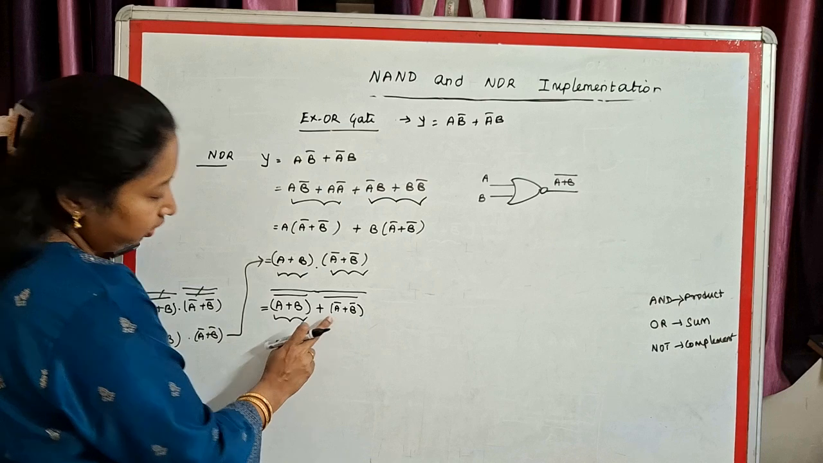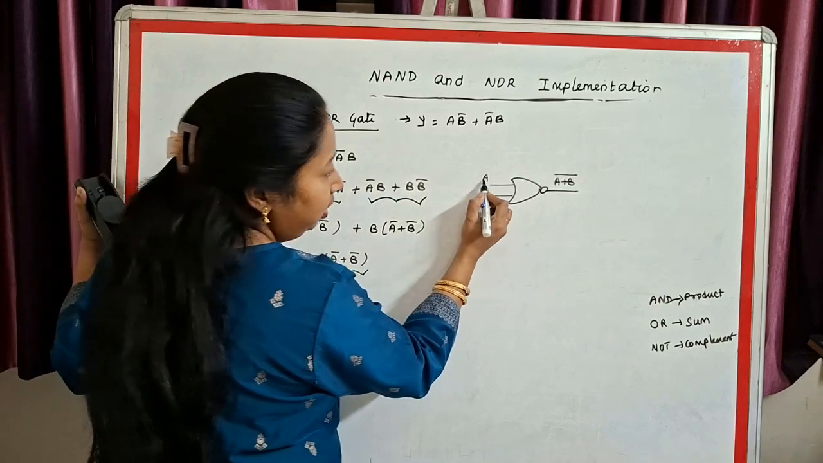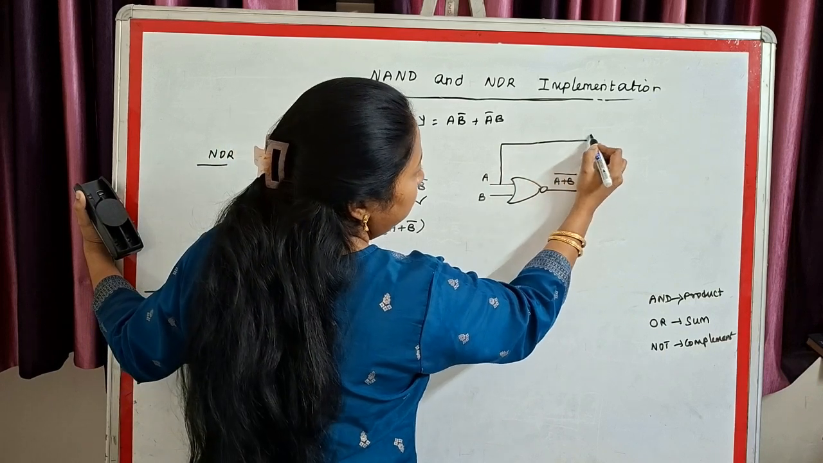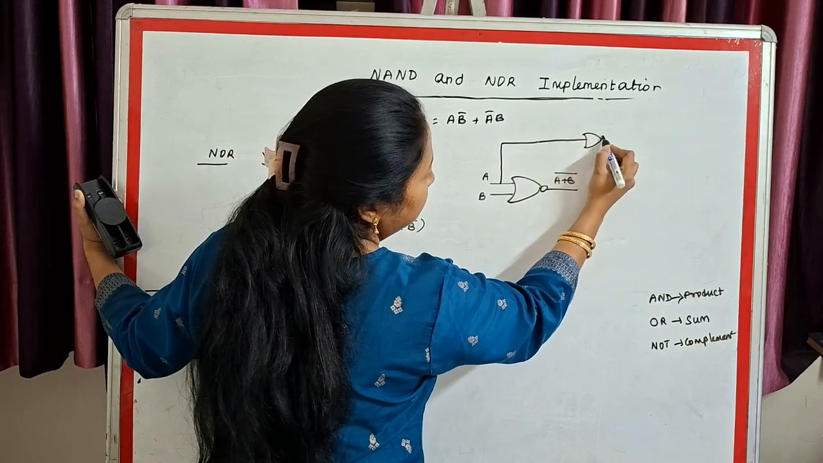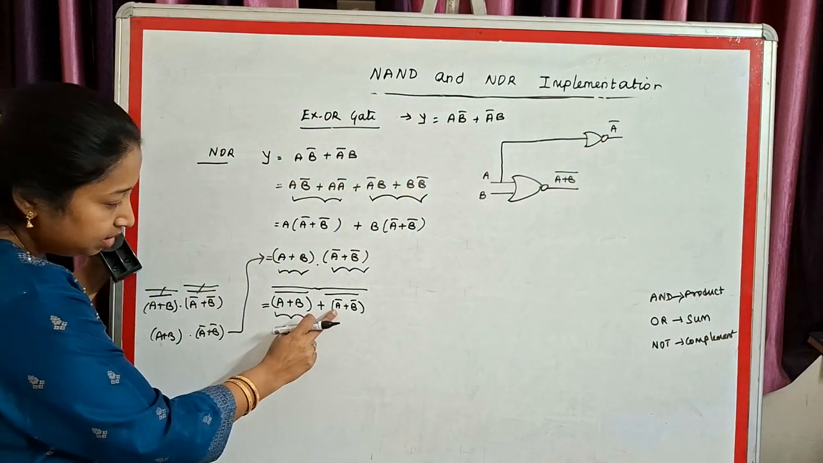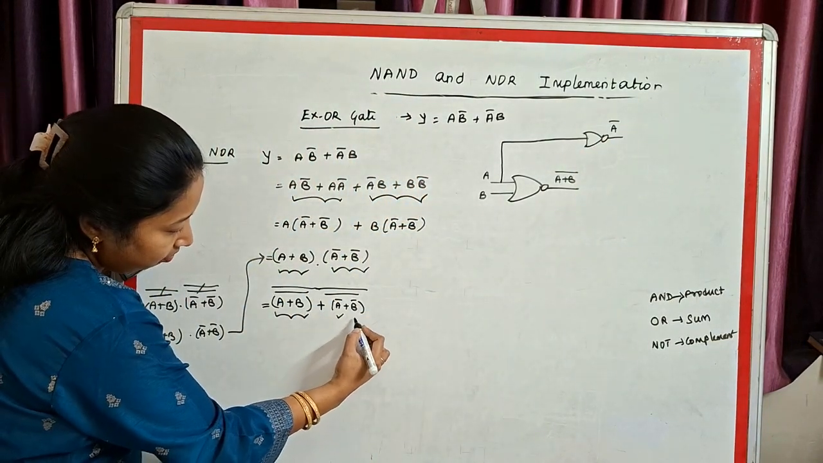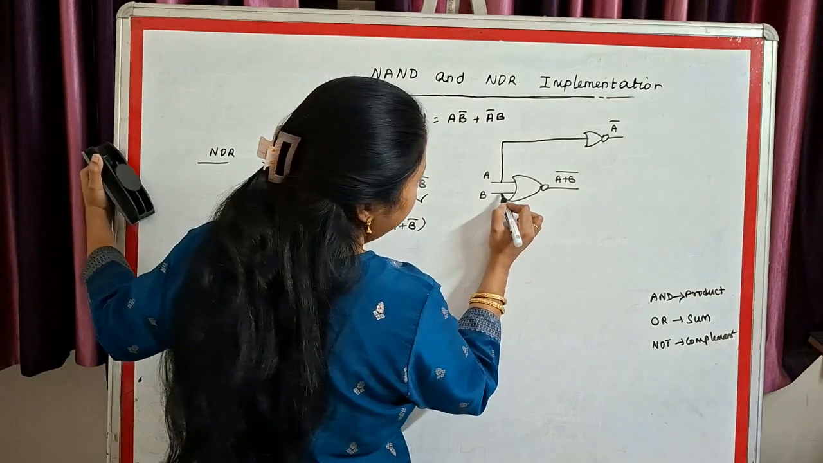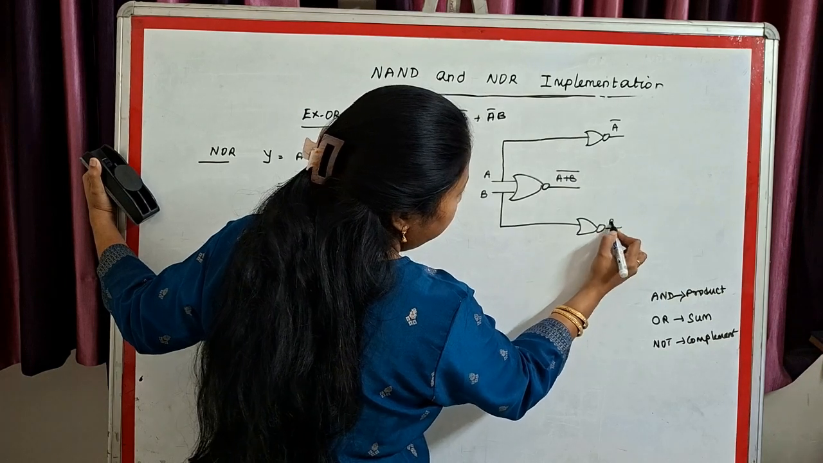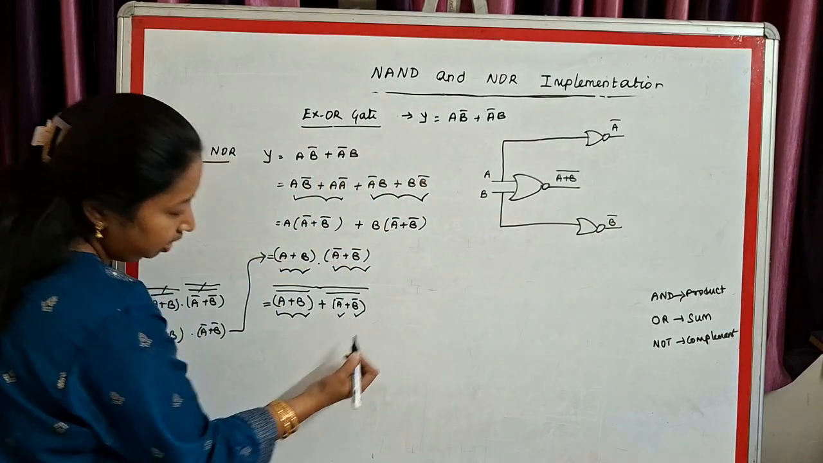Now let's do for this. Here it is A bar. I have only A, so I have to convert that to A bar first. So let me convert that to A bar. So the output of this is A bar. Clear? In a similar way, A bar I have done. Now I have to do for B bar. B bar again, let me do it. Here it is B bar. So B bar again I have done.